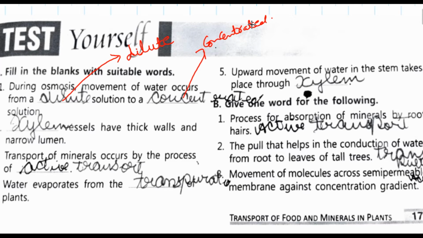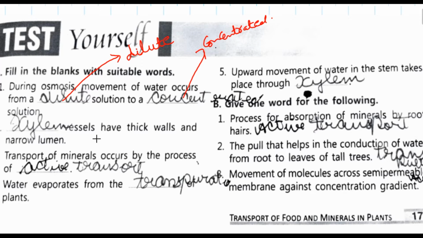What is osmosis? As you know, I have explained in an earlier video of this chapter, osmosis is the movement of solvent molecules or water from the region of higher concentration to the region of lower concentration through a semi-permeable, that is selective, membrane. That process is called osmosis.